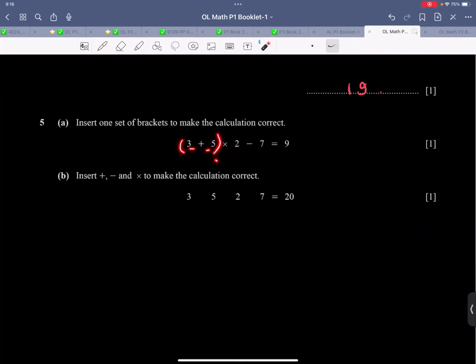3 plus 5 is 8. 8 into 2 is 16. 16 minus 7 is 9. So this is where we have to put the bracket. Insert one set of bracket.